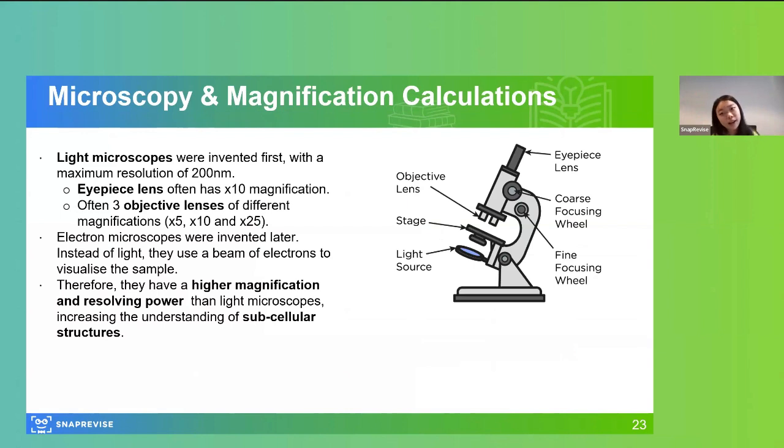And in 9 out of 10 exams, they will ask you a calculation question on magnification. So it's good to point this out. But let's look at the theory part first. The first part will be the light microscopes and the electron microscopes.